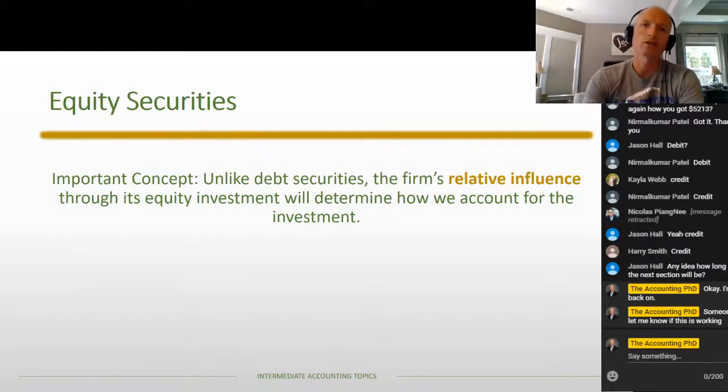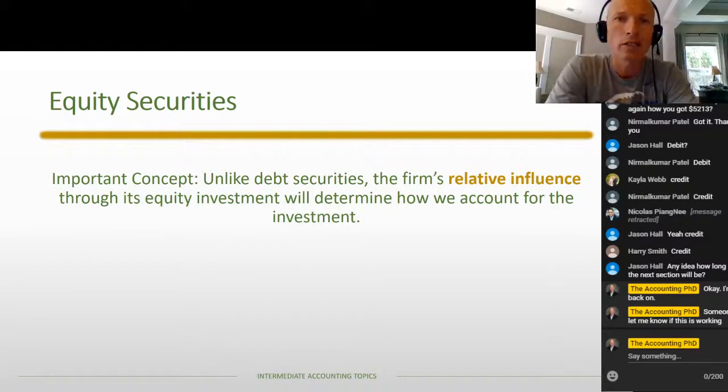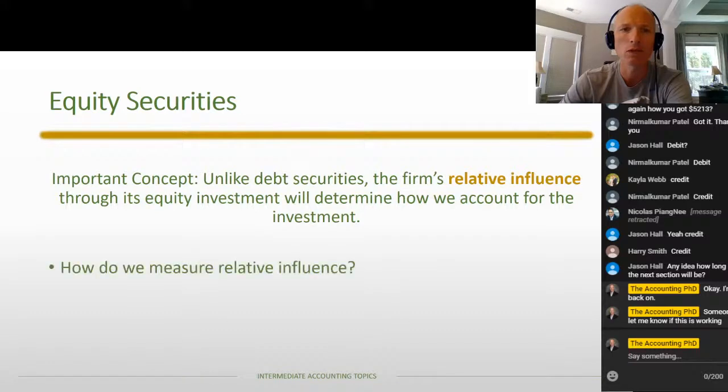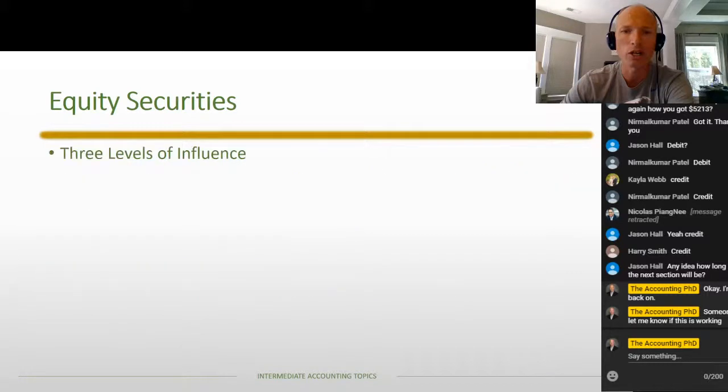So equity securities. Unlike debt securities, where assumptions drove everything, here relative influence is going to drive everything. Whatever the influence that the firm is exercising, that's going to determine how we account for the investment. And so how do we measure relative influence? It's measured by the percent of shares owned. Under US GAAP, that is the only way to measure relative influence. There is not flexibility in how you do it. So it's by percent of shares owned.